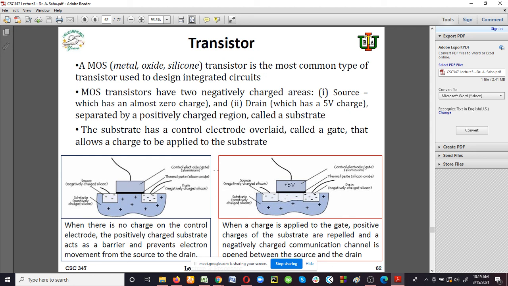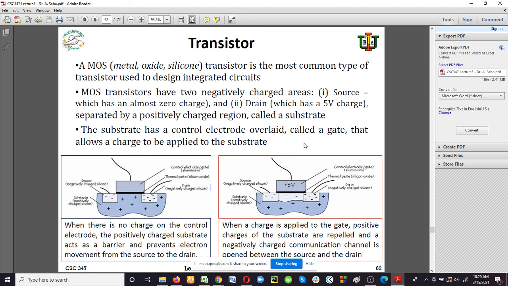If you look at the figure on the left side, you can see the source with the minus sign in the white box on the left, and on the right side another white box, the drain, which is also negatively charged silicon. These two boxes are separated by a substrate, the positively charged silicon. On the top, in between, there is a black layer, and on top of that you have an electrode. The substrate has a control electrode overlaid, called a gate, that allows a charge to be applied to the substrate. In the right figure, when you apply the 5 volt charge to the electrode, what is going to happen?